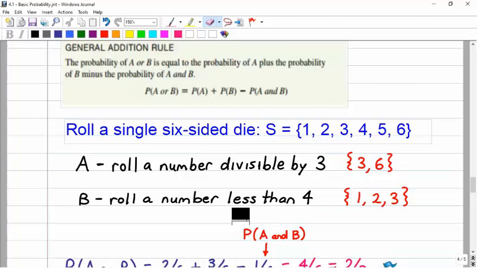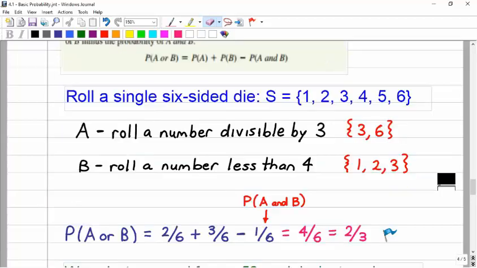For the 6-sided die, we have 2 events: rolling a number divisible by 3, which contains 3 and 6, and I'm letting B be a number less than 4, so it's just 1, 2, and 3. Notice they share a 3. If you're trying to figure out the probability of being either divisible by 3 or less than 4, you only want to count 1, 2, 3, and 6. You don't want to count 3 two times. So the formula takes care of that because it removes one of them.